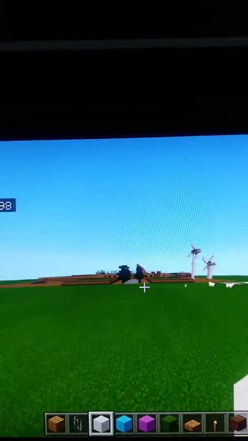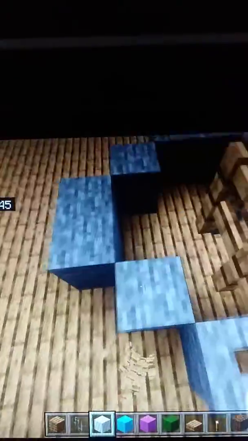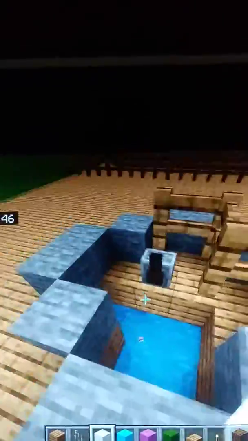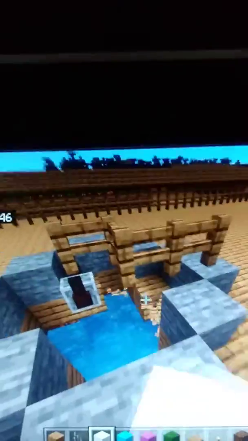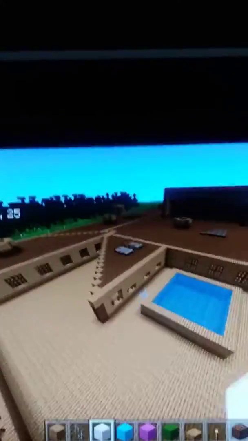This is my house. This is the entryway. These are gardens. They're eco-friendly because I don't have to buy food from the store. This is a well, which I collect water from.